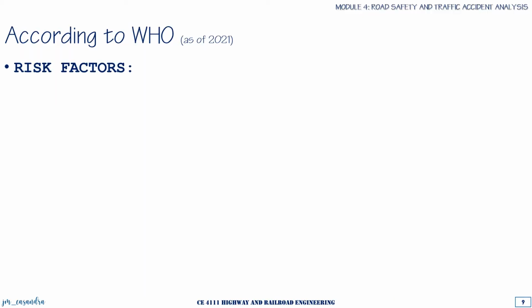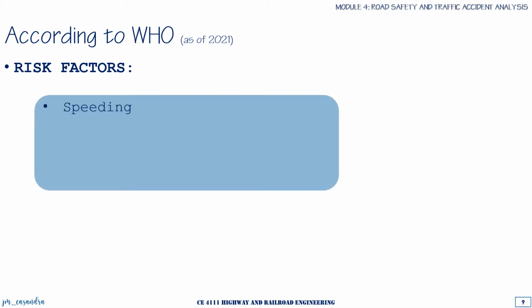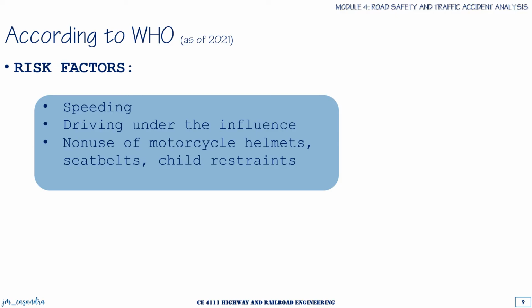So in that case, the risk factors now listed by the WHO, the latest risk factors as of 2021, are speeding or overspeeding, drivers driving under the influence, either of drugs or alcohol, and the non-use of motorcycle helmets, seat belts, and child restraints. Another factor is distracted driving, or the use of mobile phones or any electronic devices while driving. So these factors would fall under the category of human error.